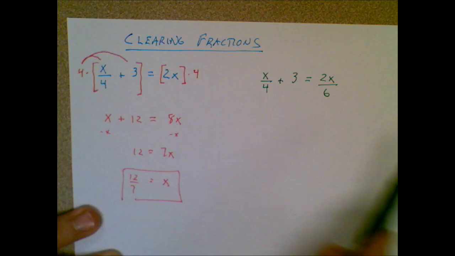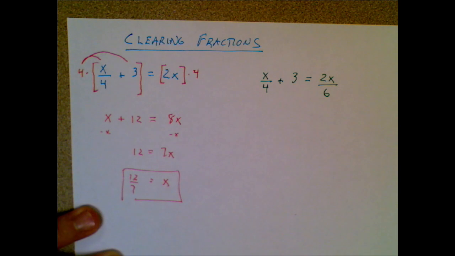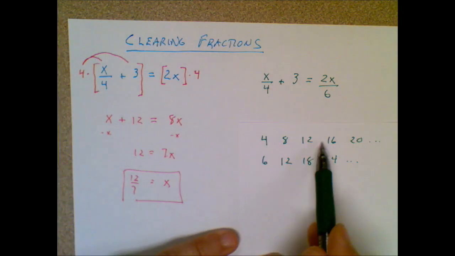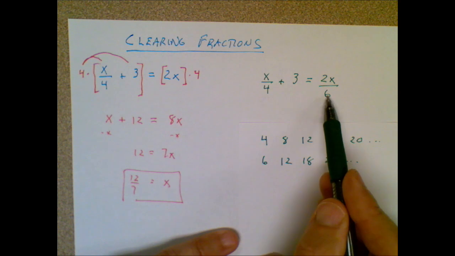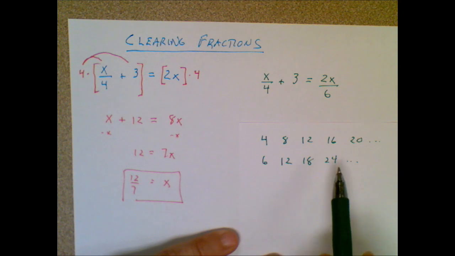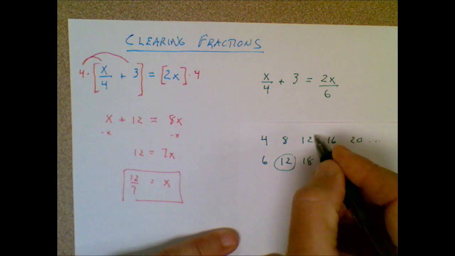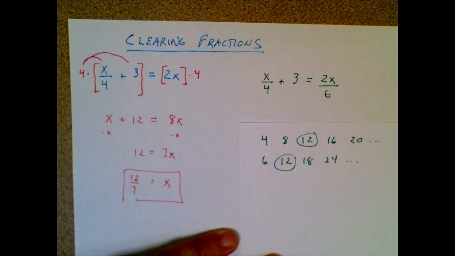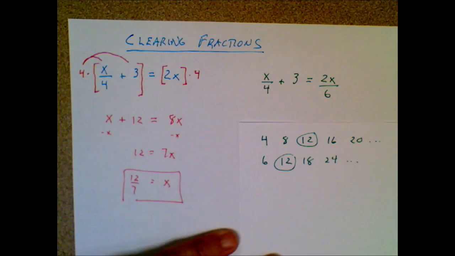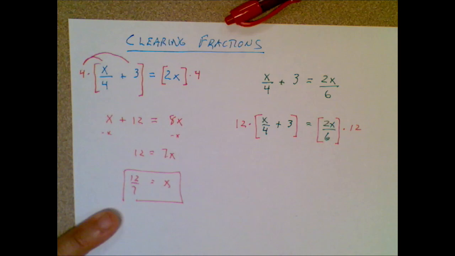Now moving over to the other equation that has two denominators, what I need to do is take my denominator of 4 and list out in order as if I were counting by 4s, take my denominator of 6, list out as if I were counting by 6s, and locate the first number that is common to both lists. So that 12 is going to be used to multiply by the left and the right to clear the fractions.